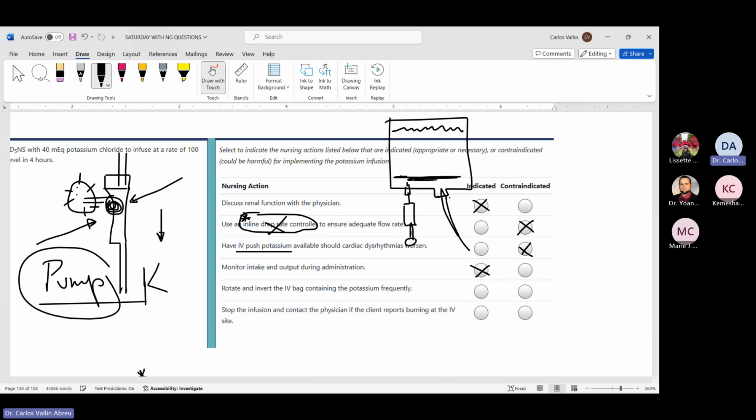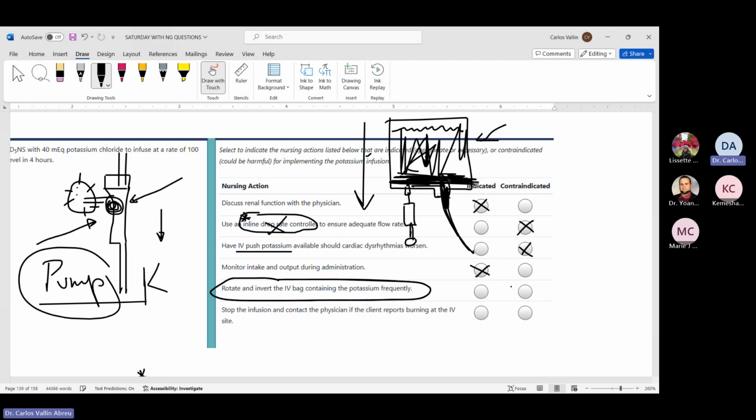But the potassium tends to be more dense than the IV fluids and tends to concentrate in the bottom by gravity. Gravity is pulling in this direction. So you could be passing a higher than desired concentration of potassium to the client if you don't move or invert the bag frequently to evenly distribute the potassium in the liquid. This is what this means, okay? Rotate and invert the IV bag containing potassium. It is indicated.